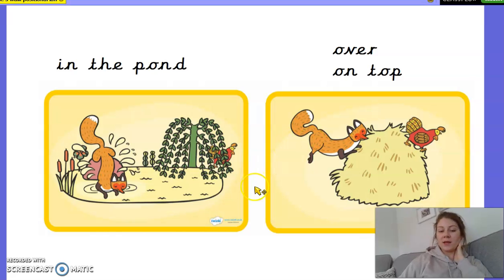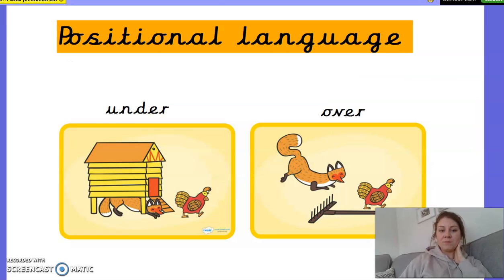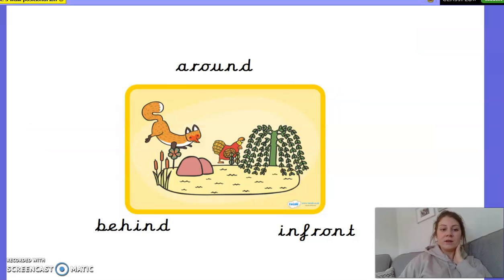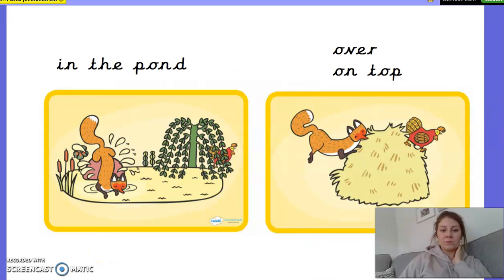Now what we're going to do is have a look at a picture, and see if we can play hide and seek and find all the different animals or creatures in the picture. But you can't just point to them, you've got to use the words that we've just talked about to describe where they are. So let's just revise them. You might use a word like under, over, around, behind, in front, in, over, or on top. Okay, so let's have a look at the hide and seek picture.